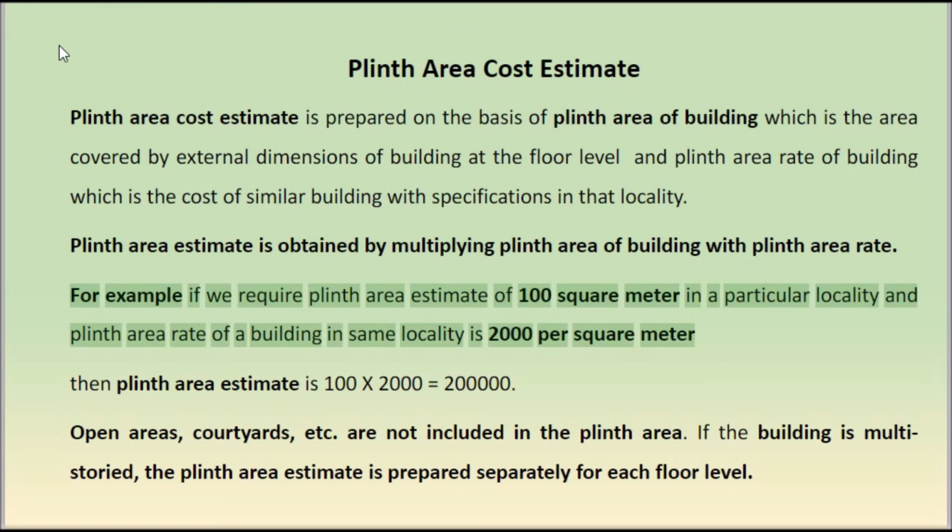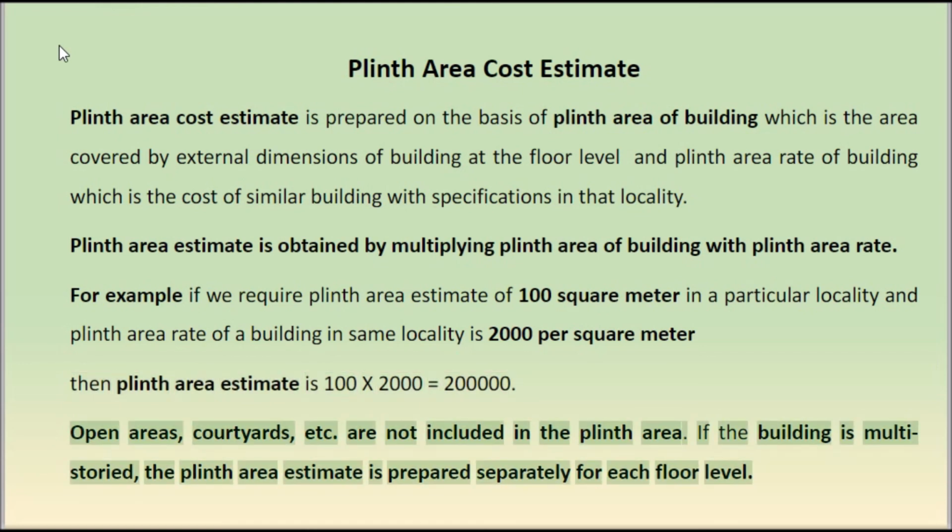For example, if we require plinth area estimate of 100 square meter in a particular locality and plinth area rate of a building in same locality is 2000 per square meter, then plinth area estimate is 100 x 2000 equals 200000. Open areas, courtyards, etc. are not included in the plinth area. If the building is multistoried, the plinth area estimate is prepared separately for each floor level.